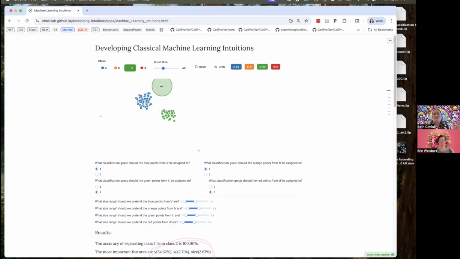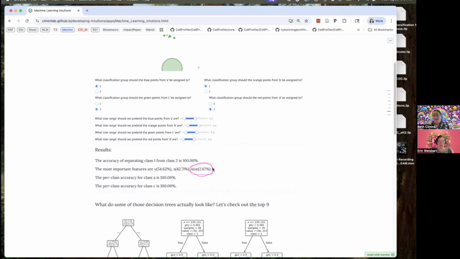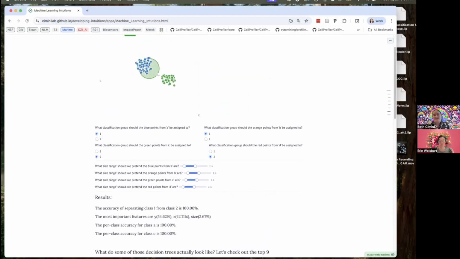Right now, my random forest is learning X position, Y position, and then the size, which is a pretend number that we can assign. And right now, the sizes are all assigned as the same. So the sizes are not being really used by my random forest classifier. It's making all its decisions based on X and Y because the X is different and the Y is different. So that makes a lot of sense.